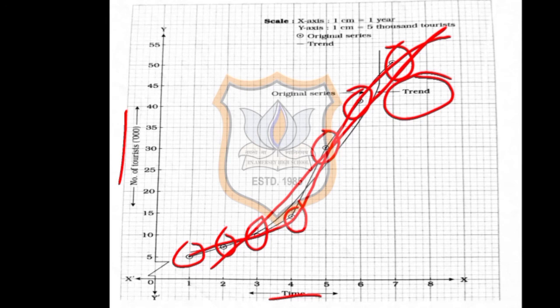Go through this and solve the 2 remaining sums of this exercise. In the next session we are going to do the second method of determining the trend, that is the linear trend method. Till then, revise this.